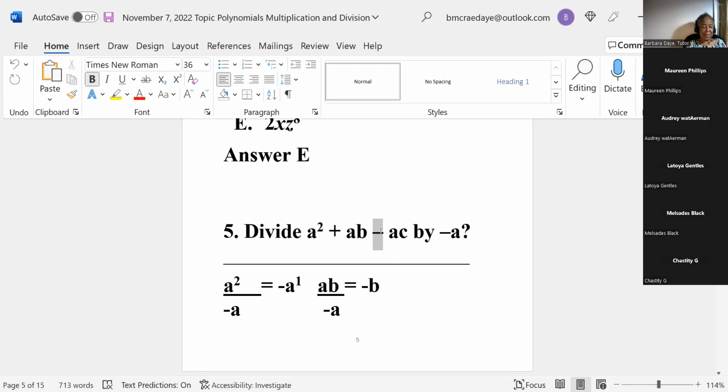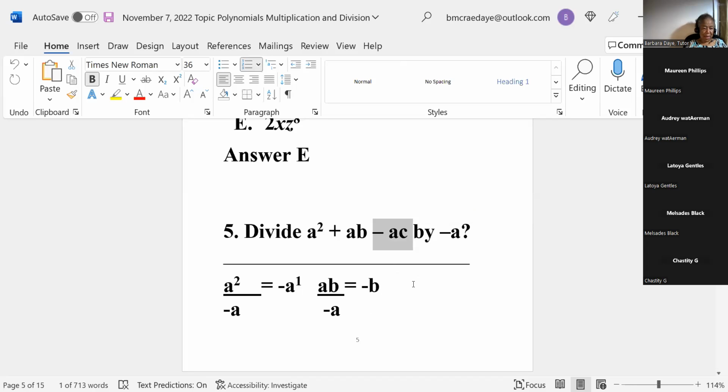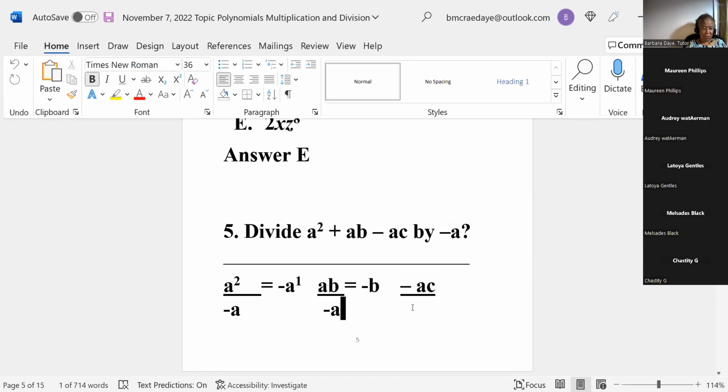Then we have one left. We have a minus AC. Let's just take that. There's a minus AC, and we divide that by a minus A. So that's our monomial. We're dividing by the A, and it's a negative. So a minus AC divided by a minus A. What is that equal to?